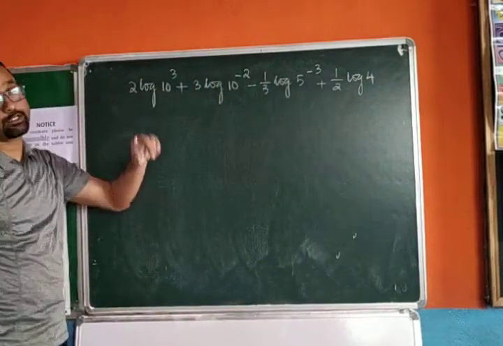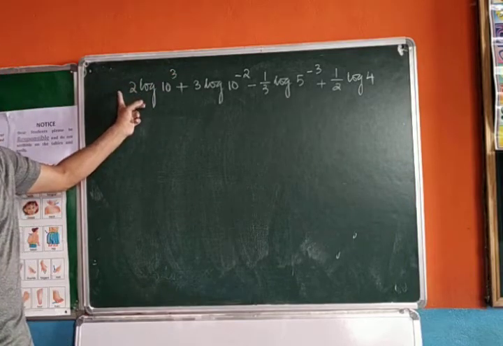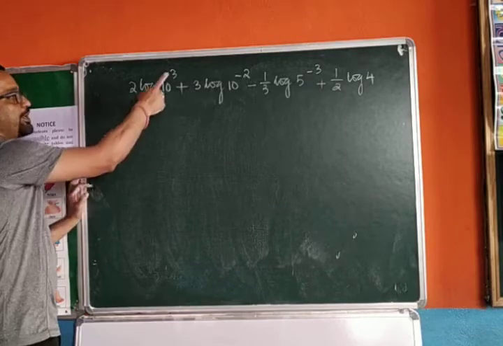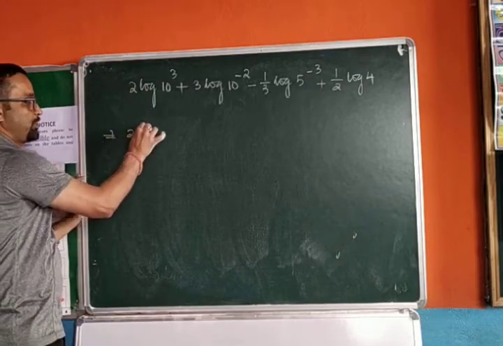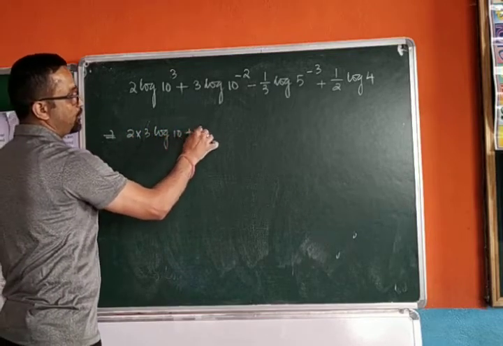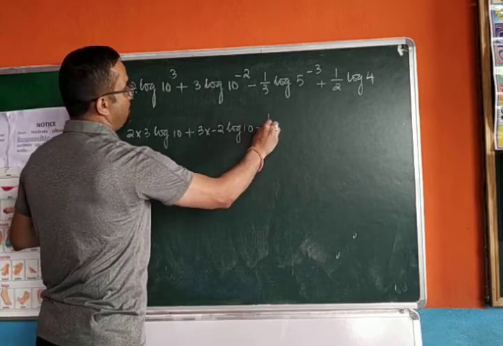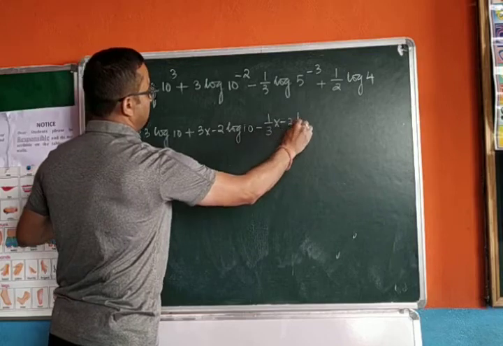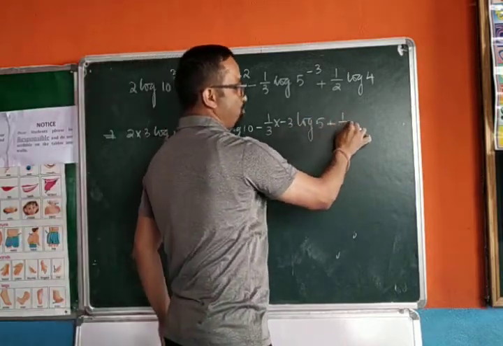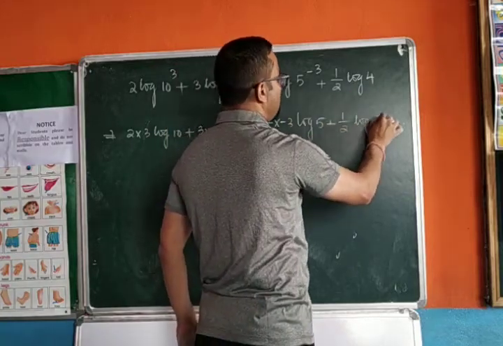You can take it to the exponent and solve, or you can bring the exponent to the front of the logarithm and solve. Choice is yours. I am taking this in front. 2 into 3 log 10, 3 into minus 2 log 10, 1 upon 3 into minus 3 log 5, 1 upon 2, and 4 can be written as log 2 to the power of 2.